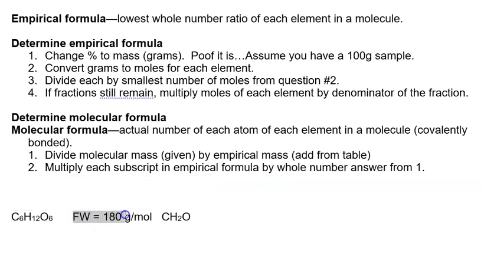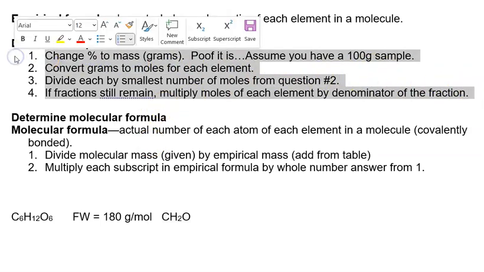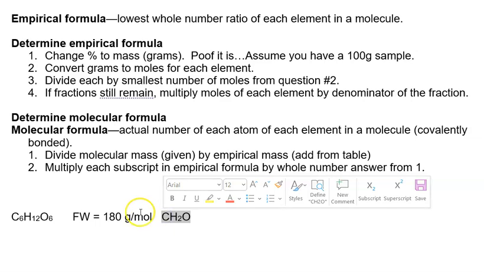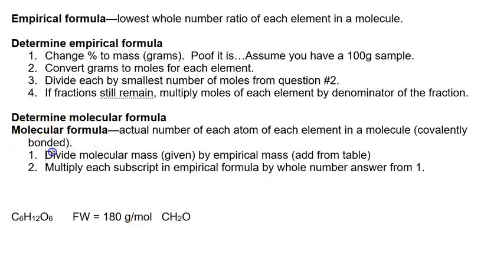What they would do is they'd tell you two pieces of information. They would either tell you the formula weight and the empirical formula, or they would make you go find the empirical formula using the 4 steps. So in this case, they give us the empirical formula, so lowest whole number ratio, and we're going to go through these 2 steps. So the first step says divide the molecular mass, it's always going to be given, this is 180, by the empirical mass.